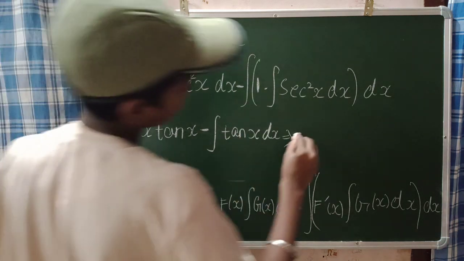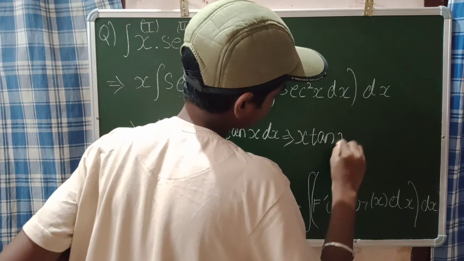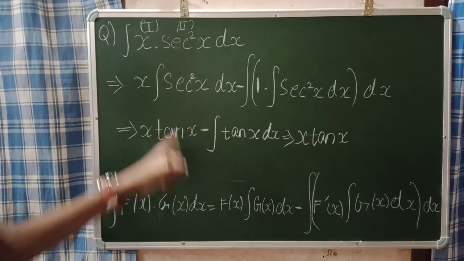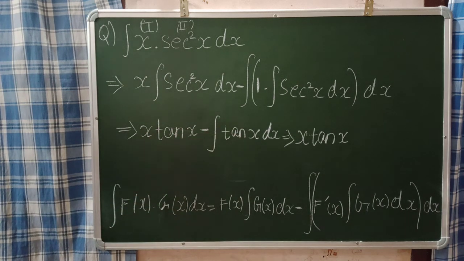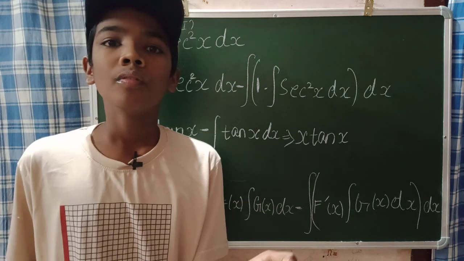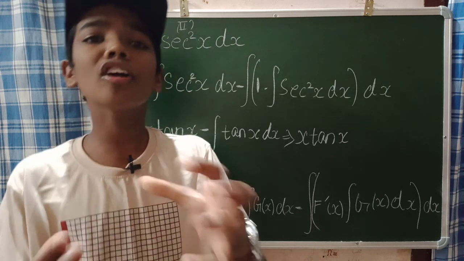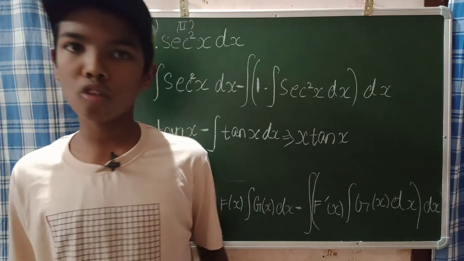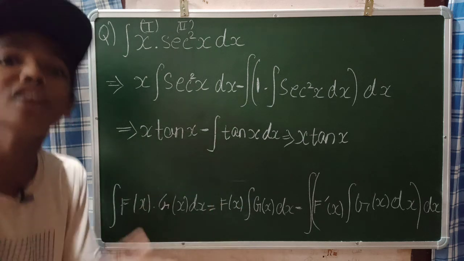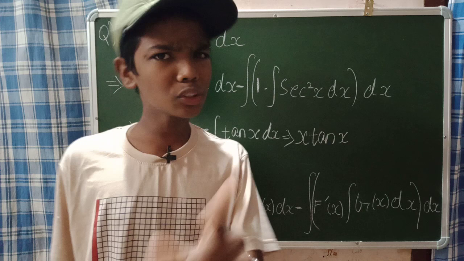Now guys, it's very simple. x tan x only, then minus the integral of tan x dx. What is the integral of tan x dx? That is nothing but ln of sec x, or minus ln of cos x. The integral of tan x is nothing but ln of sec x or minus ln of cos x. You guys know that, right?